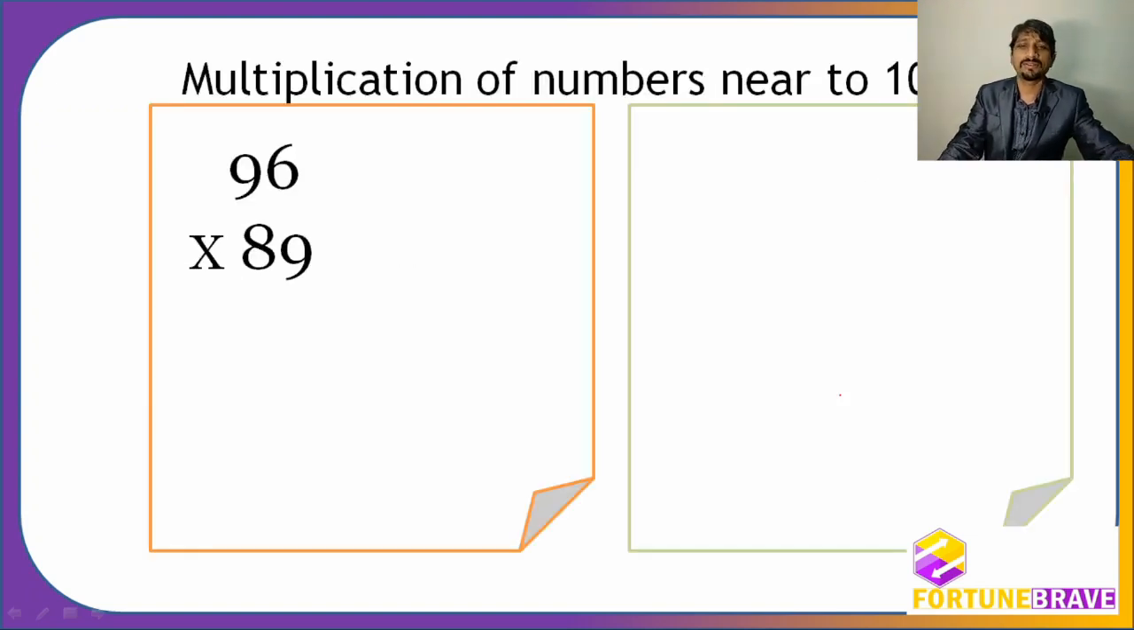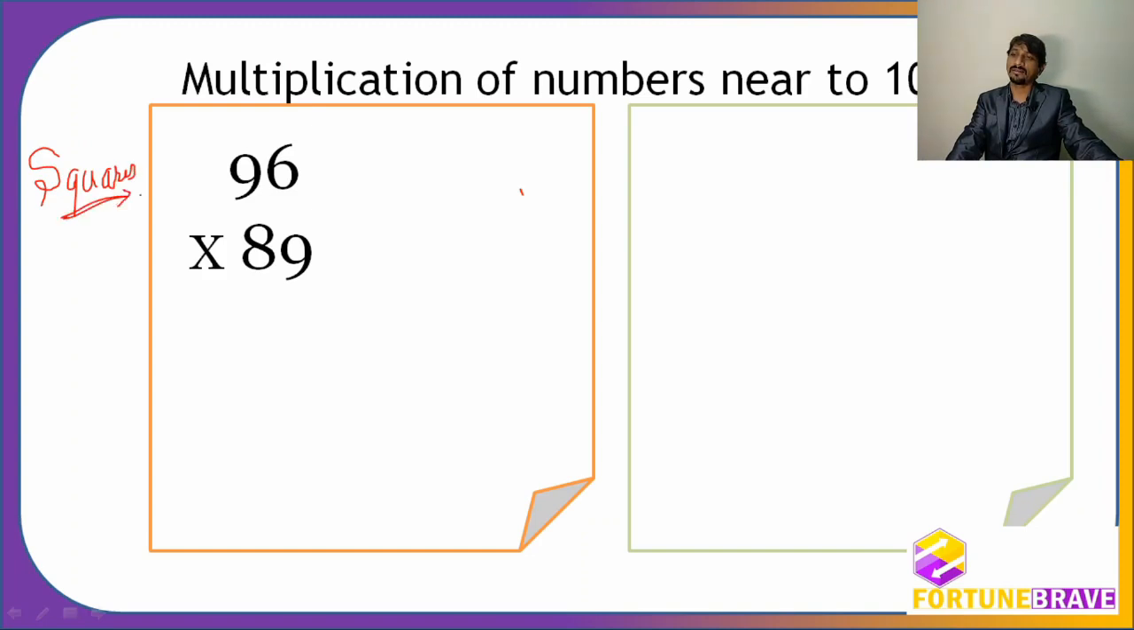Now multiplication of numbers near to 100. When we are going to this, please remember we are going to use this method for squares as well. So you need to be very careful. This we call the base 100 method.